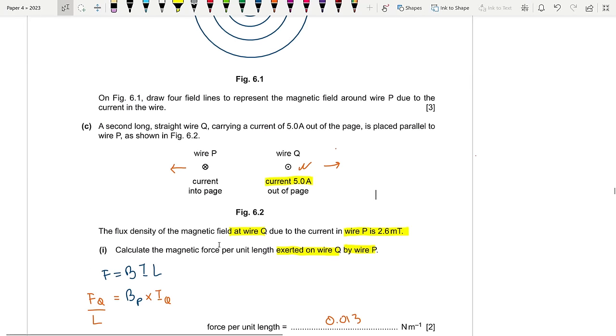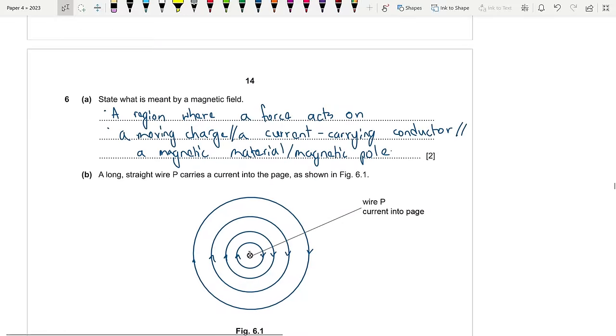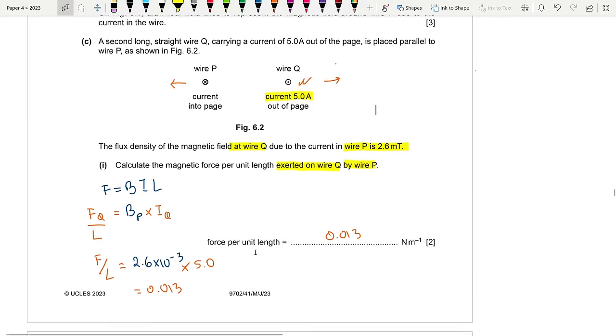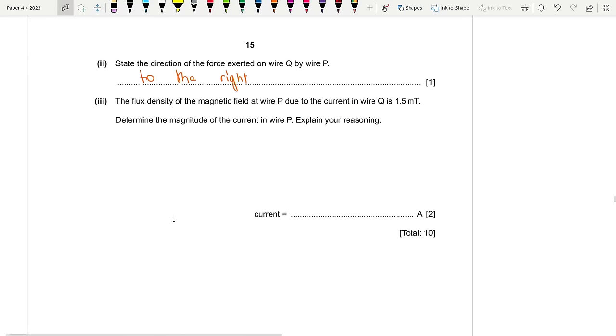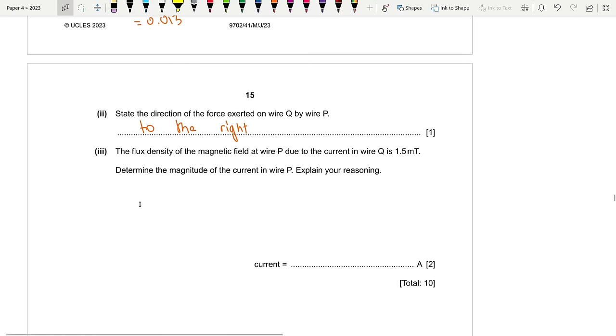So the force felt by both wires is actually the same, because it depends on the product of the currents rather than the individual currents themselves. Okay, they follow Newton's third law. The flux density of the magnetic field at wire P due to the current in wire Q is 1.5 millitesla. Determine the magnitude of the current in wire P and explain your reasoning.